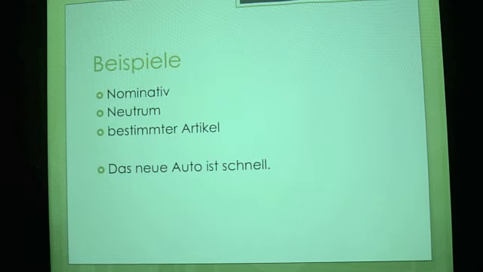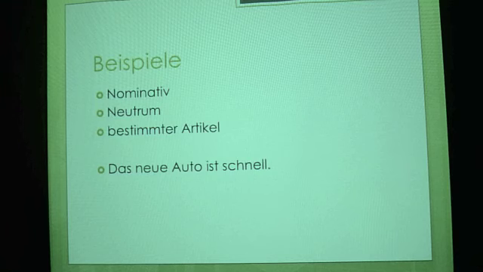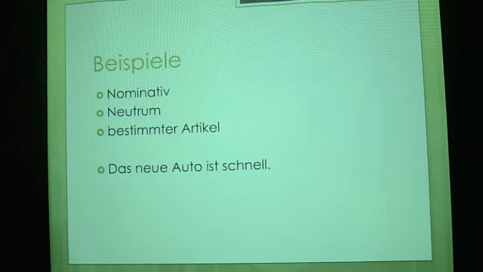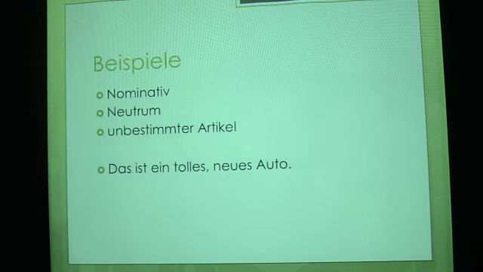Moving on to neuter examples. With a definite article, you just have a weak e ending. Das neue Auto ist schnell. With an indefinite article, you need the strong ending in the adjective. Das ist ein tolles neues Auto. There we have two attributive adjectives, both taking the strong ending.